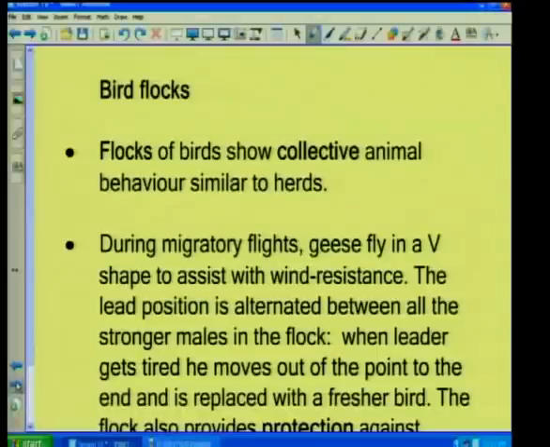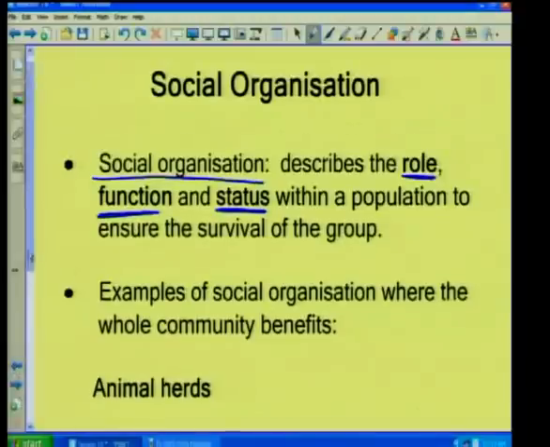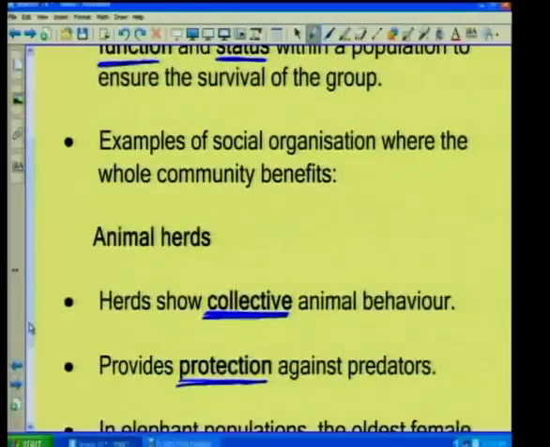If we look at bird flocks, just by the way, let's just go back to the animals here. This collective animal behavior and this protection, what they do is they run as a herd. They will move as a herd. They will graze as a herd.